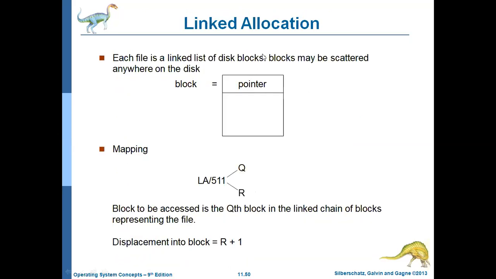We can just come across with linked allocation, where each file is a linked list. Each block is equal to a pointer, and it has the information. Blocks may be scattered anywhere on that particular disk. Mapping here goes across as Q, the Qth block in the linked chain of blocks representing the file, whereas displacement into block is R plus 1. I have an incremental value there, until where it has been allocated, then plus 1 to it.